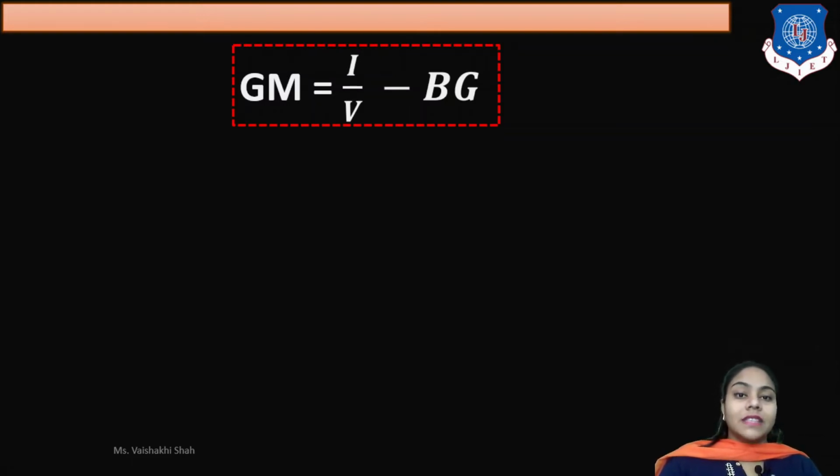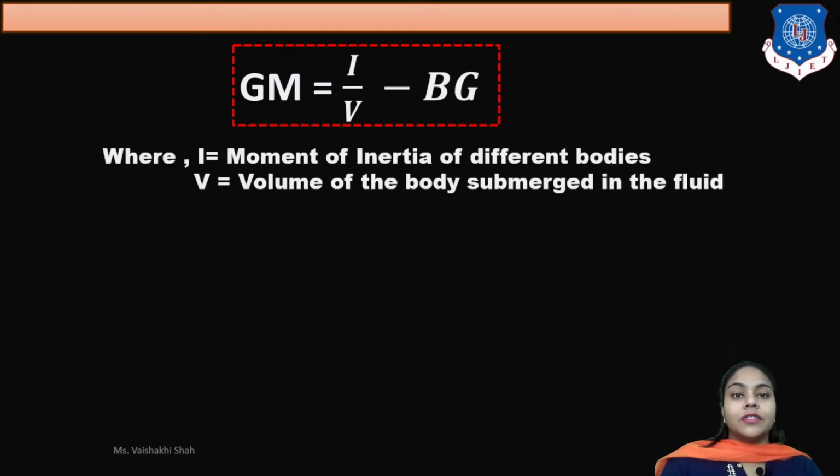So here we derived the equation GM equals I by V minus BG, where I is the moment of inertia of the different bodies or shapes given to you, and V is the volume of the body. Remember, here it is the volume of the body submerged in liquid. V is not the volume of the entire body. Here we are taking V as the volume of the submerged part only.